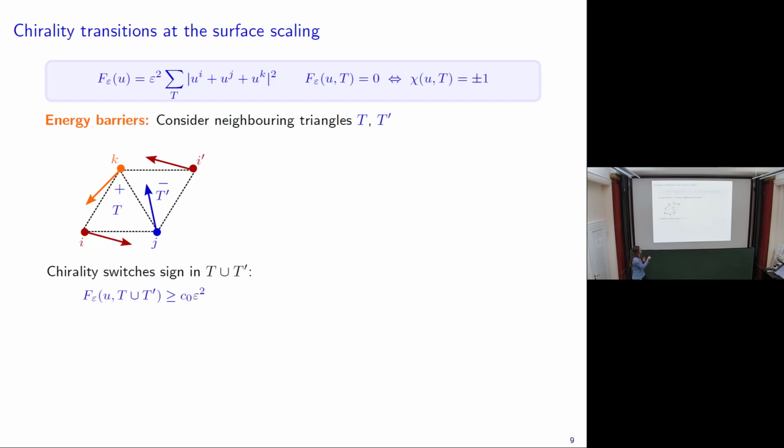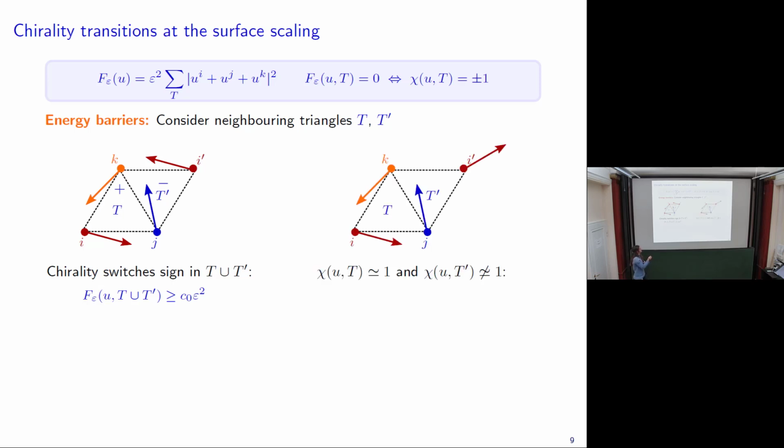So it turns out, by a direct computation, that on the union of these two triangles you pay a fixed amount of energy, which is, okay, now multiplied by epsilon squared, because this is the volume scaling here. Okay, this can actually be made continuous in some sense. So let's suppose that now I don't switch chirality, but let's say here I'm actually close to a ground state of chirality 1, also here.